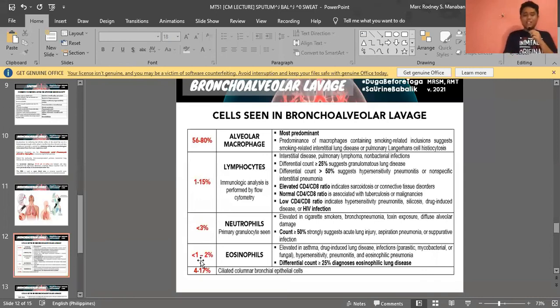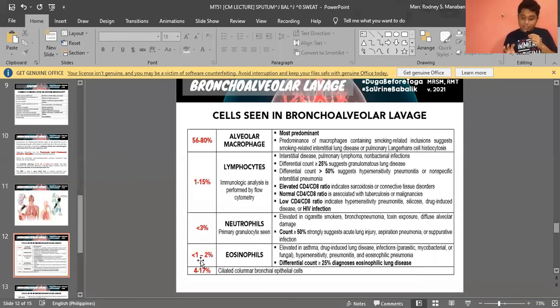But anyway, take note, pinaka-predominant yapon is the alveolar macrophages. Alright? So take note of that. Next, for lymphocytes, again, 1 to 15%. Lymphocytes, very important, dears, especially in immunocompromised states. You have to measure the CD4, CD8 ratio, okay? So again, very important, low CD4, CD8 is, of course, indicative of HIV infection, aside from the other diseases there.